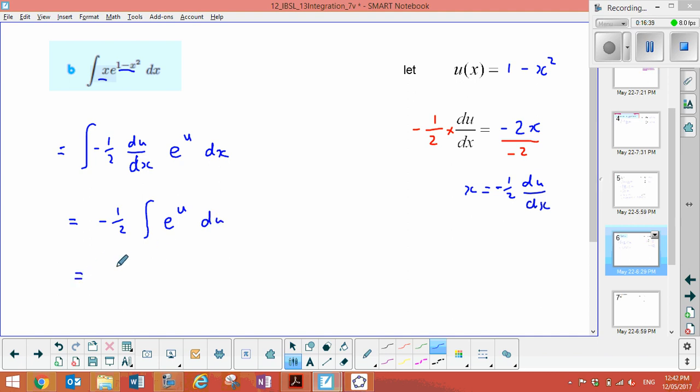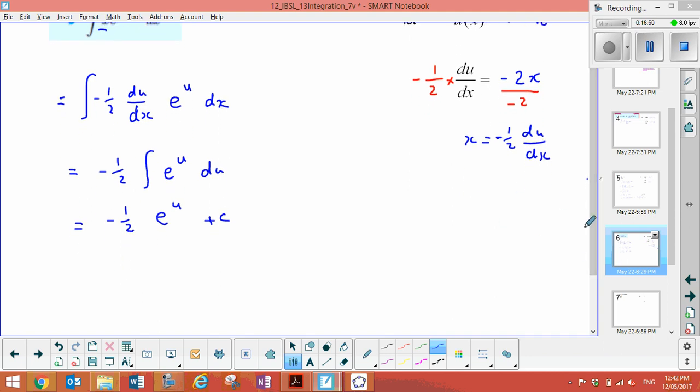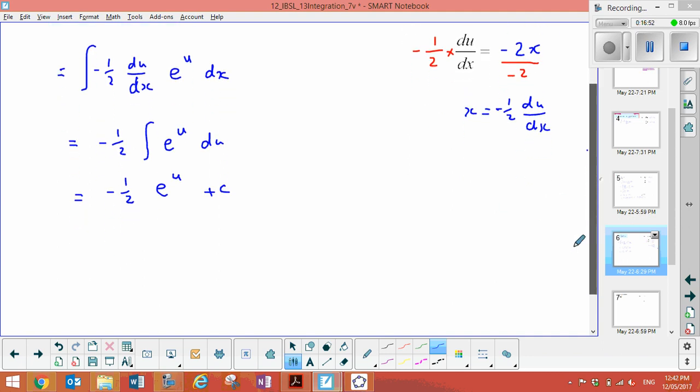Now we can integrate minus a half. What's the integral of e to the u? It's e to the u plus our constant of integration. And our u was 1 minus x squared. So it equals minus a half e to the 1 minus x squared plus c.